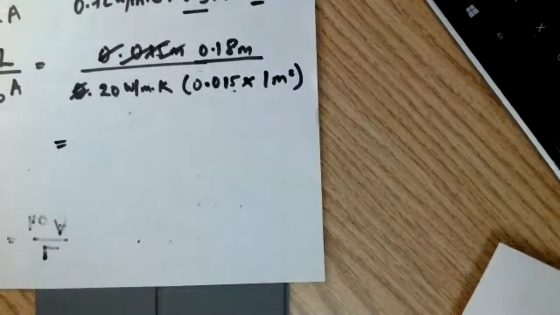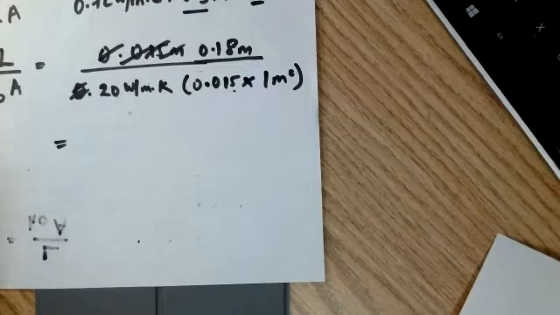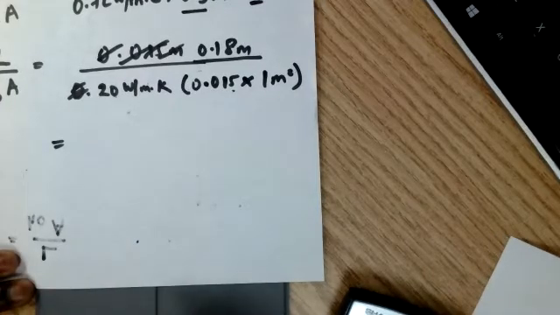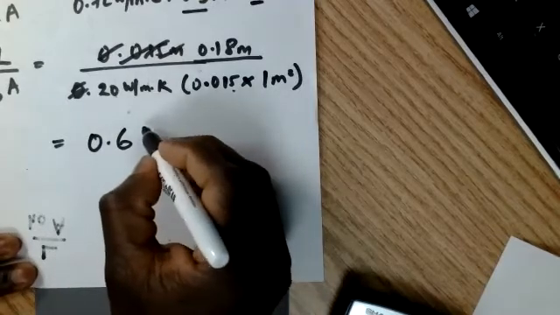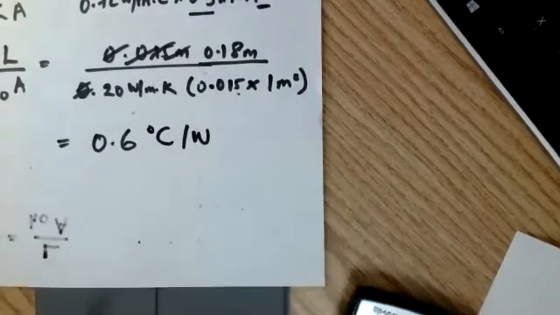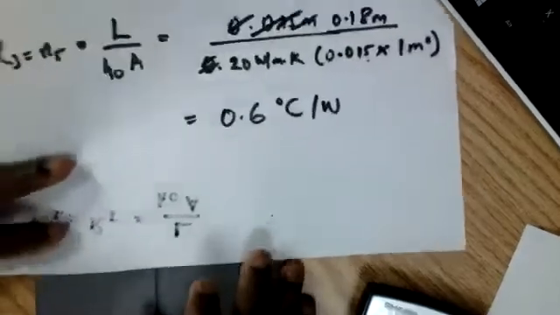Okay, and if you evaluate that, you get 0.6 degrees Celsius per watt. Okay. So now that we have R4 and R3 and R5, we can go ahead and do the parallel computation for the middle part of our wall.